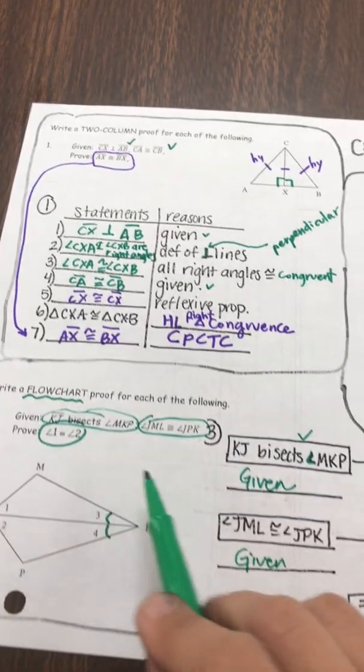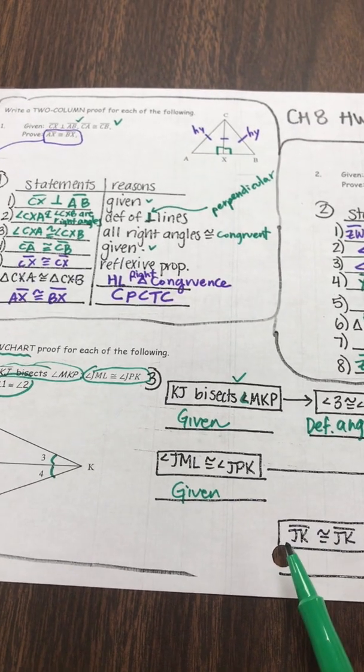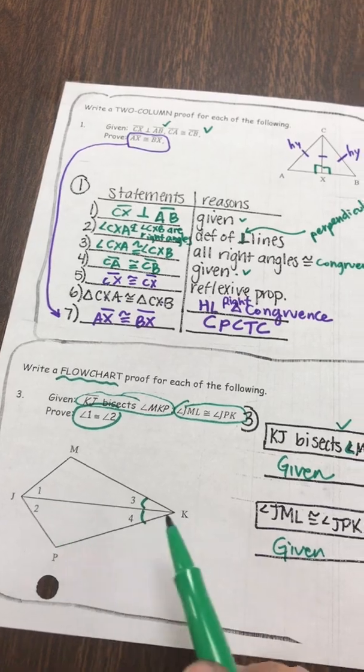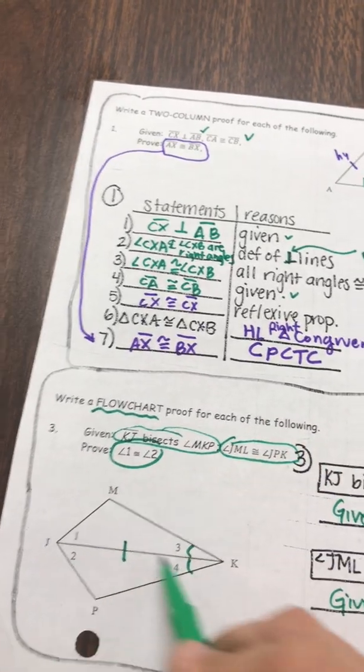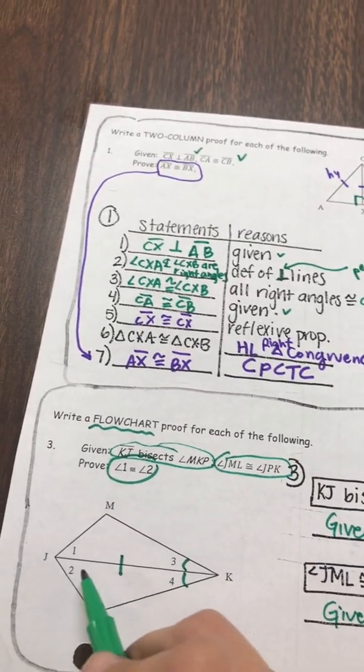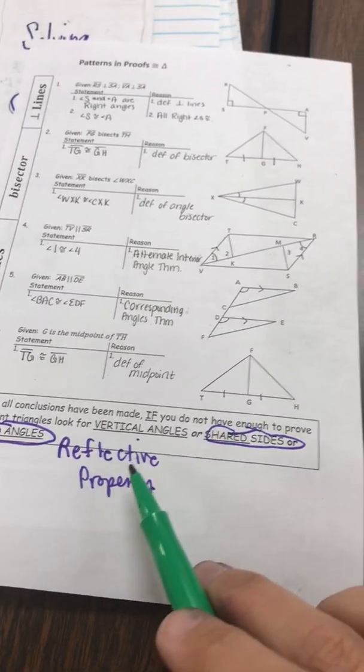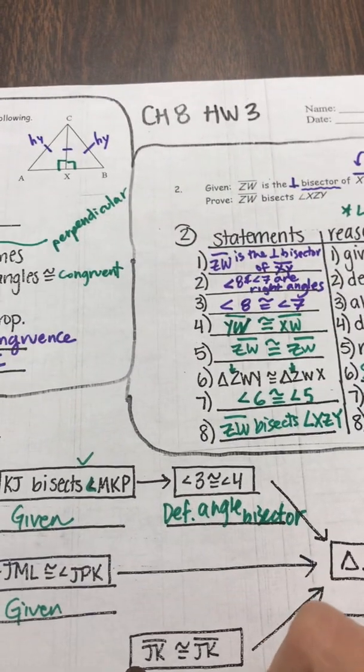they said, and they didn't give a reason, JK is congruent to JK, and it doesn't show up there. So I'm betting that that is shared side. What did my notes say about a shared side? There it is. That's the reflexive property.